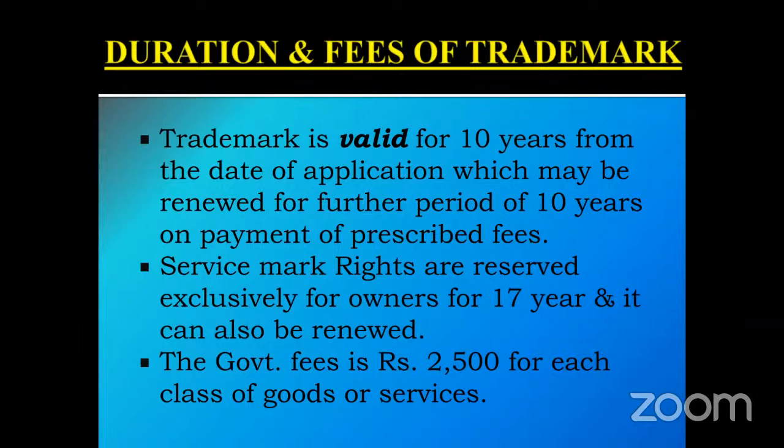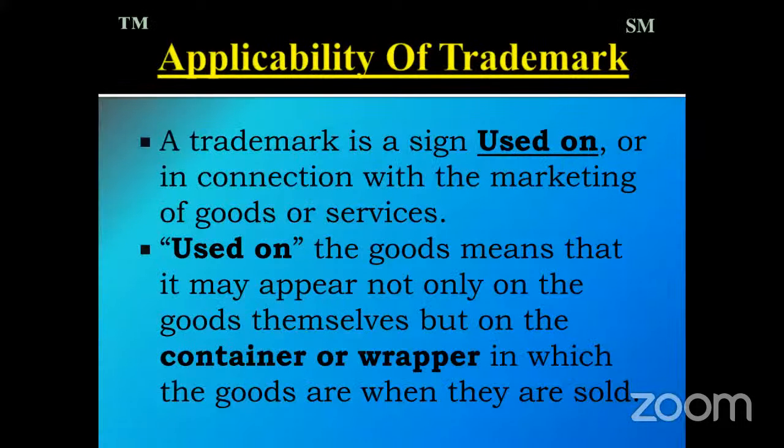So which product is there? Whether it is an agriculture product, then it should come under that particular section. If it is a medical product, that trademark should come under that particular section. The duration of a trademark is 10 years, and it can be renewed after the 10 years. A trademark is a sign which is used in connection with the marketing of goods and services.